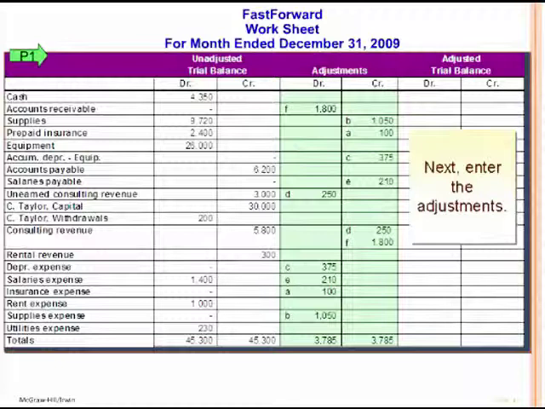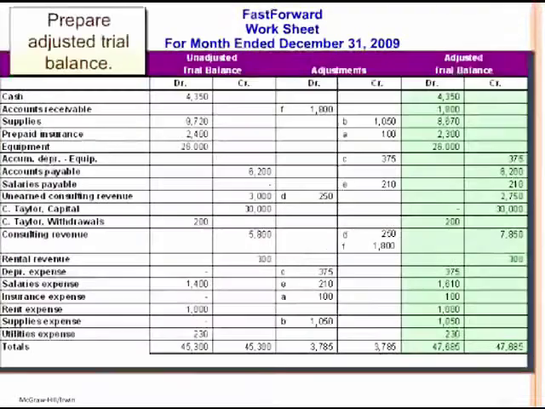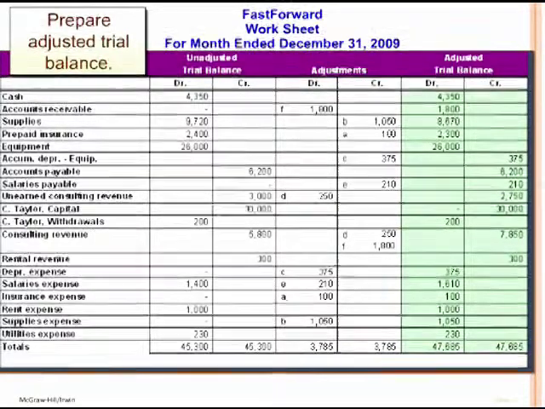We can now combine the balances on the unadjusted trial balance with the adjustments we prepared. The result of the combination is the adjusted trial balance. You can see that the prepaid insurance account balance was reduced from $2,400 to $2,300 as a result of our adjustment. The insurance expense account went from $0 to $100. We have to be careful and combine the amounts properly, or an error will result. The adjusted trial balance shows that the books are still in balance.